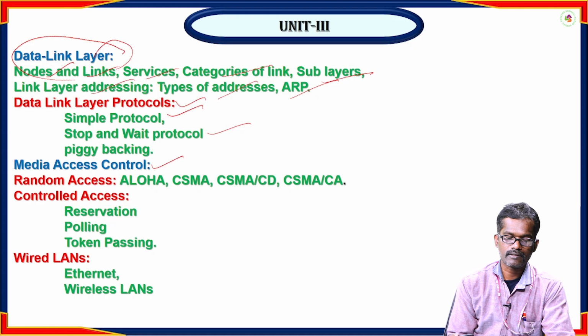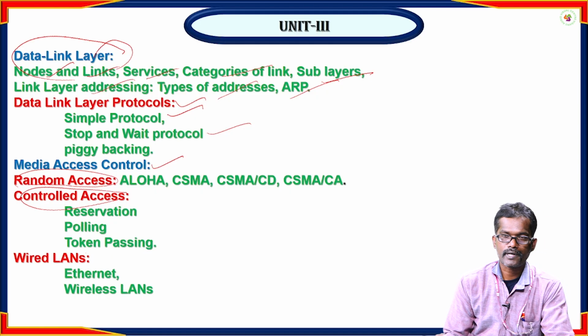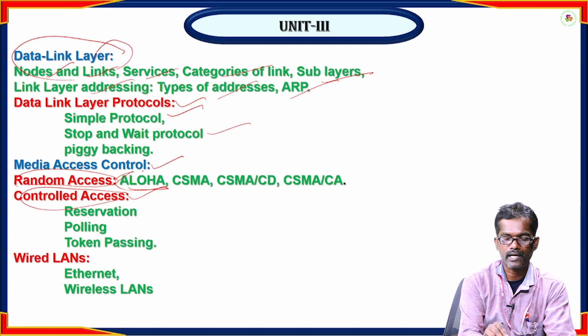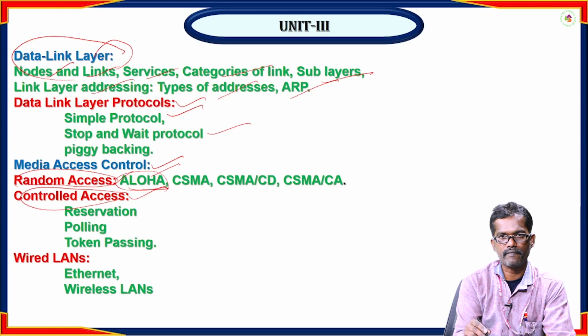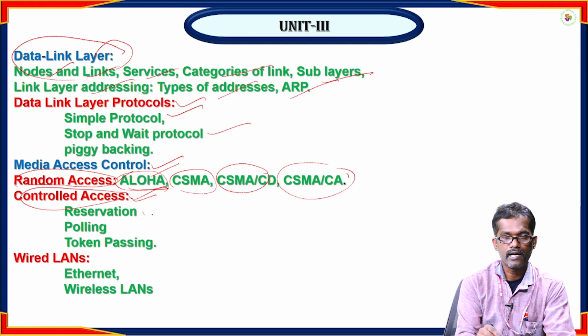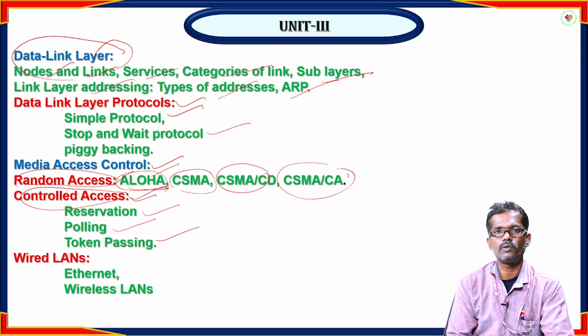In multi-access control, we have the random access protocol, controlled access protocols, and channelization protocols. But here we have taken the random access and controlled access protocols. For random access, we have seen the Aloha. In that, we have slotted Aloha and pure Aloha, CSMA, CSMA/CD, and CSMA/CA, collision detection and collision avoidance. And then coming to controlled access: reservation, polling, token passing. These are the various protocols present under controlled access.